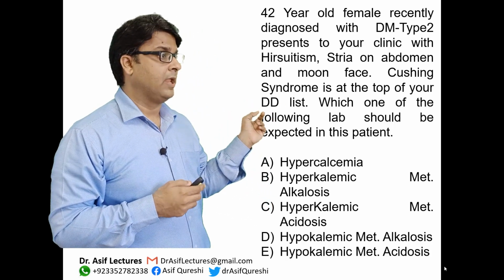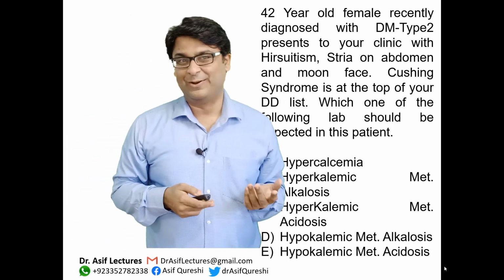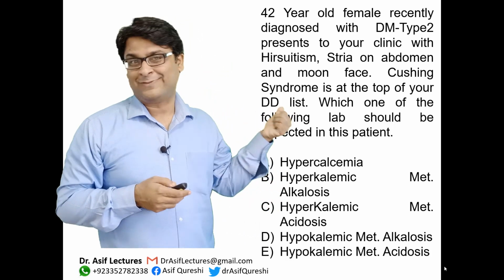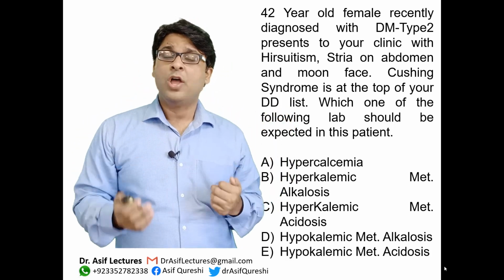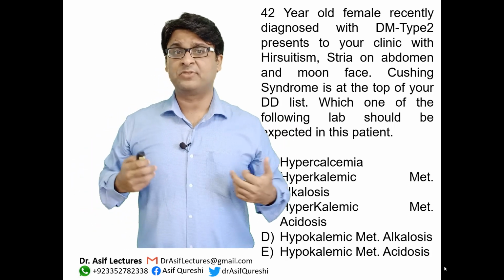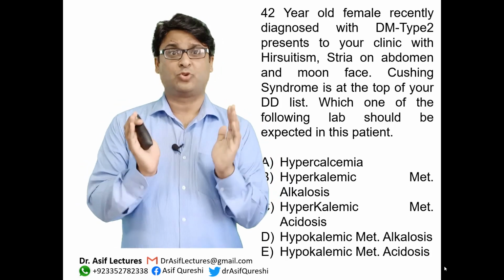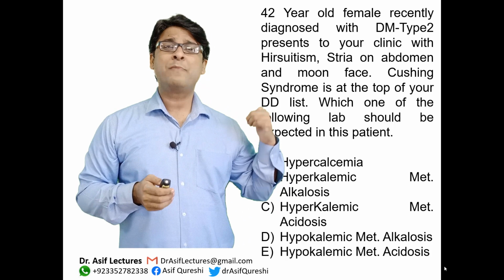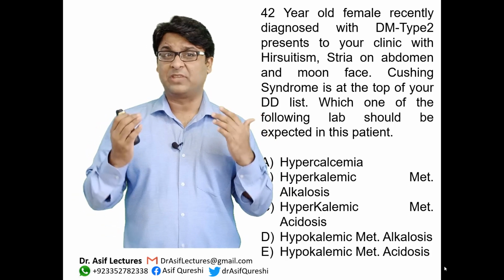Let's read the next statement. They say that Cushing syndrome is at the top of your DD list. Now, that's interesting. The question writer already knows that you have attended Dr. Asif's lectures and that if a patient comes to you with diabetes, moon face, buffalo hump, and stria on the abdomen, you are already thinking about diagnosing Cushing syndrome. But they want to make life difficult for you. They don't want to ask you what the diagnosis is, they want to ask you something else, okay?